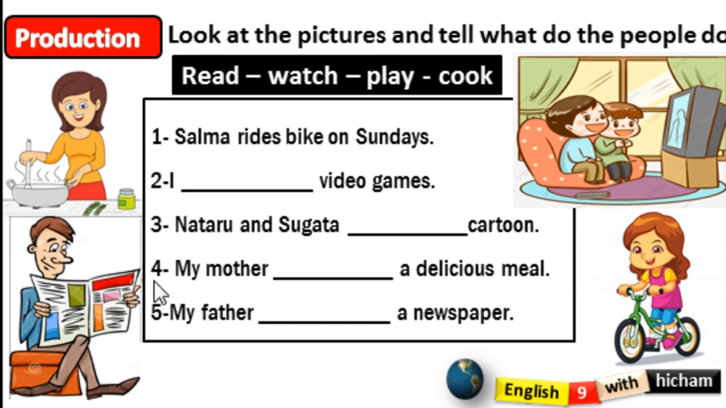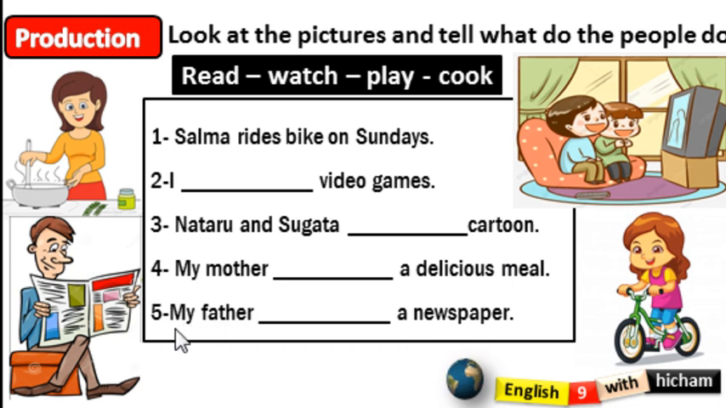Good. Now what about number 4? My mother, a delicious meal. Look at the picture here. My mother, she's in the kitchen. And what is the verb? The corresponding verb, cook. She's cooking a meal. So my mother cooks a delicious meal. Cooks a delicious meal. Great job.